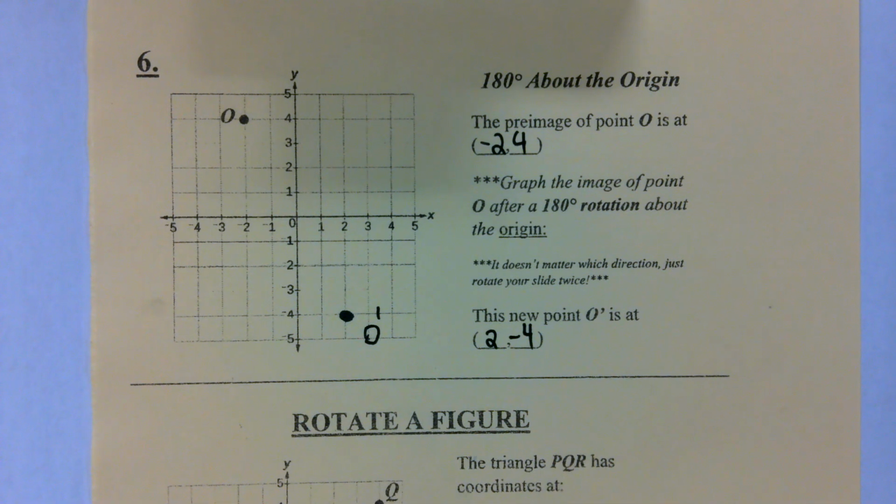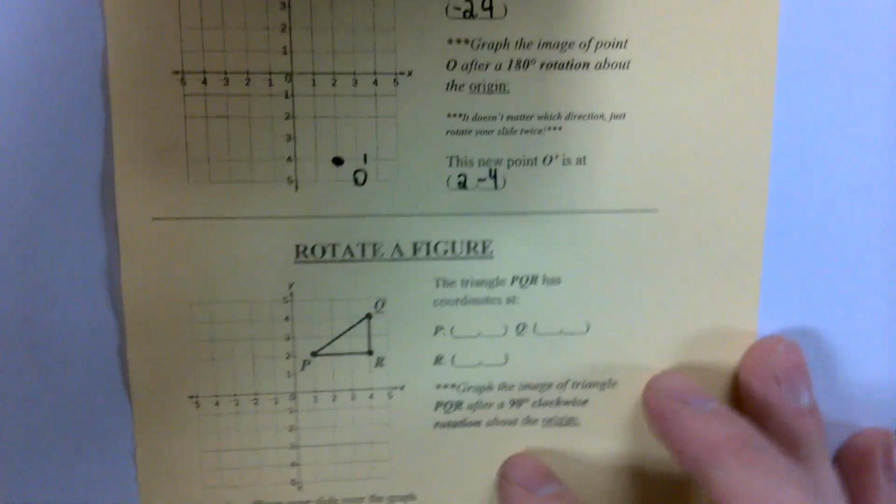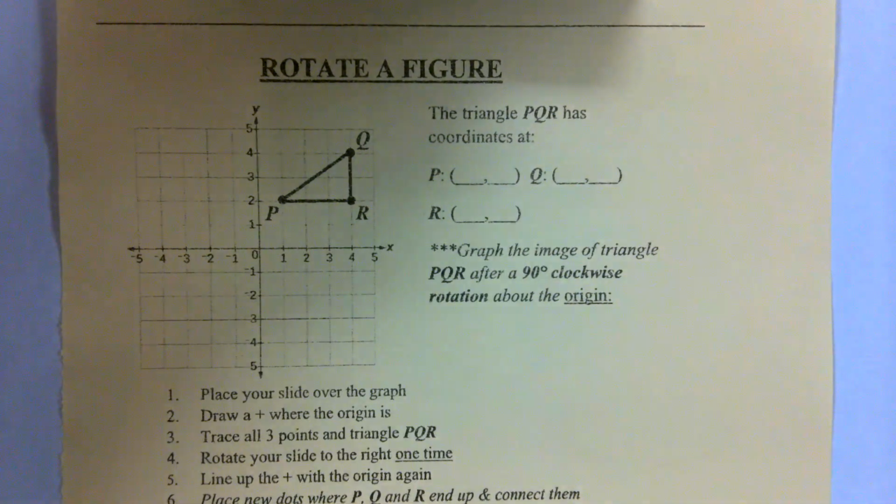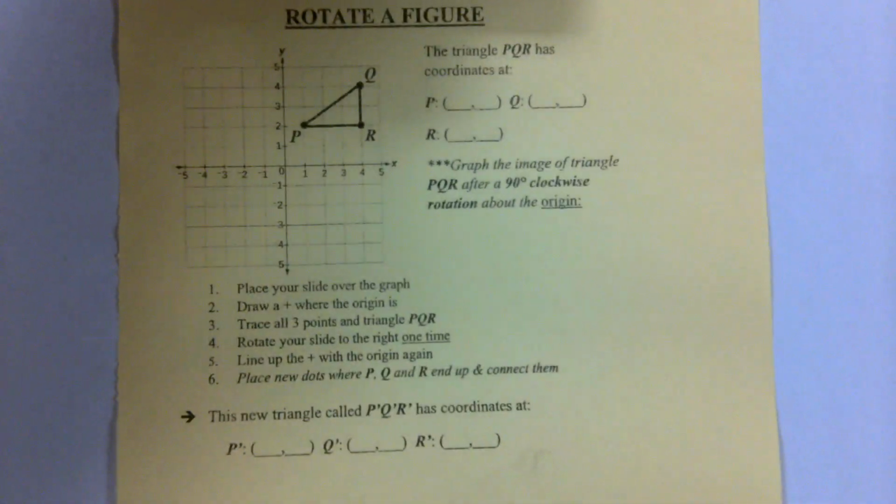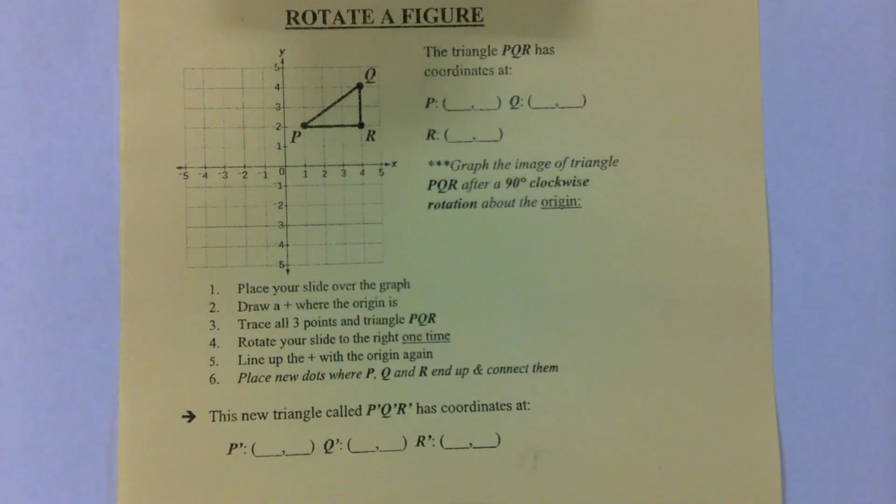All right, enough of points. Points are easy. Let's rotate a figure. Okay, this is what we're actually going to be doing here. Rotating a figure. So think about the process that we just did. We put our slide over the graph. We drew a plus. We marked all our points. We turned it, lined that plus back up, and marked all of our new points. We're going to do the exact same thing here, just 3 times. Well, we only have to do the rotation part once, but we're making 3 dots. You guys get what I mean, okay?